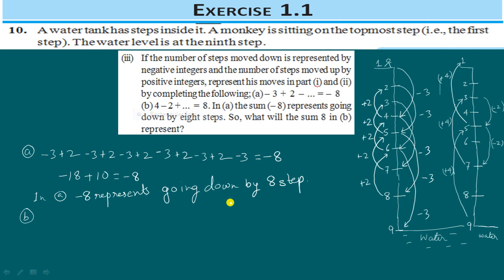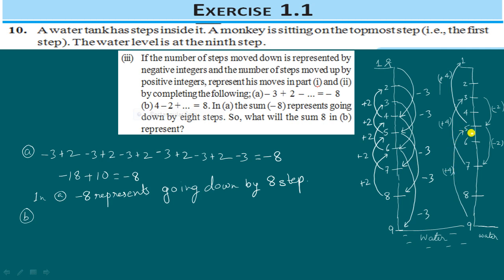Now you see in the second part, B, 4 minus 2 plus and so on is equal to 8. Now we'll see in the second step, this is the first step, second, third, fourth, fifth, sixth, seventh and eighth, and this is ninth. In the first move he goes 4 steps up, that is from here if we count 1, 2, 3, 4, that means from the ninth step he goes to the fifth step.